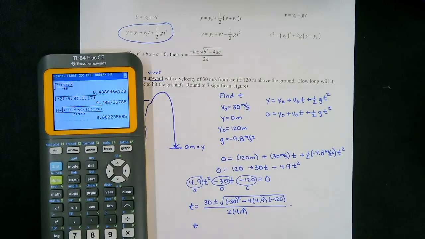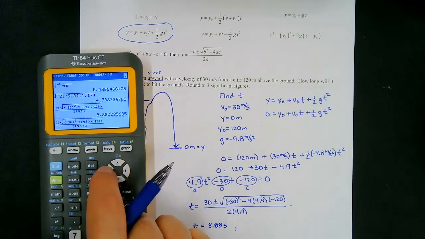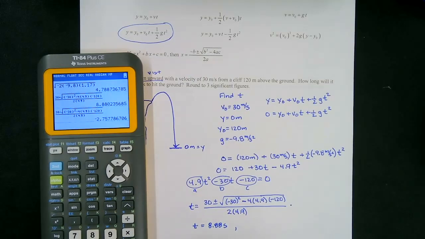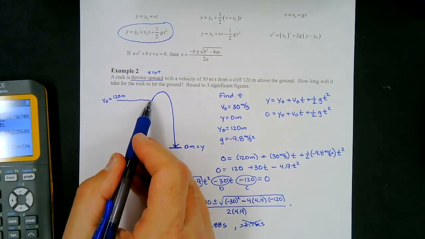So t is 8.88 seconds. Okay, so another possible answer is we could copy this, and then instead of the plus, we need to type in minus, because this is plus and minus. And we get negative 2.76. But that one doesn't make sense, because that would mean this happened negative 2.76 seconds before I even threw it upwards. So this one doesn't make any sense, okay? Because I started time 0 right when I released the rock here, okay?